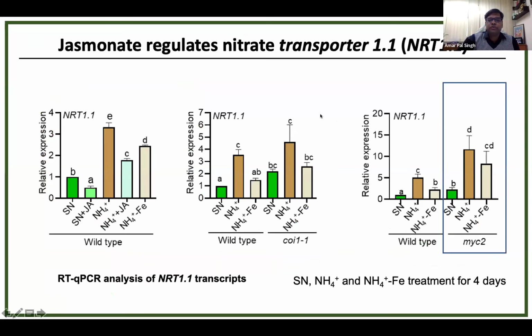So first we evaluated the expression of NRT1.1 via JA and also in MYC2. We can see that in the MYC2 mutant, NRT1.1 is enhanced in both ammonium and ammonium minus iron conditions as compared to the wild type plant. So this clearly suggested that JA is somehow involved in regulating NRT1.1.